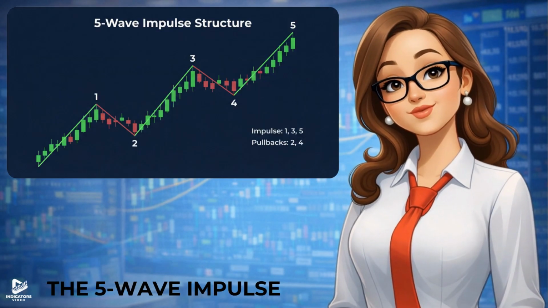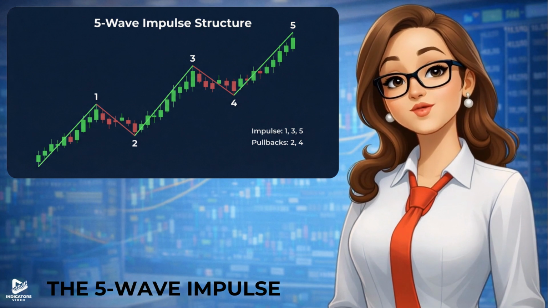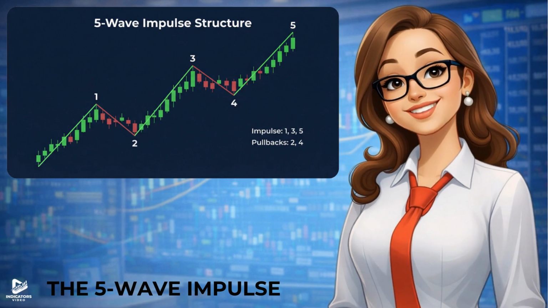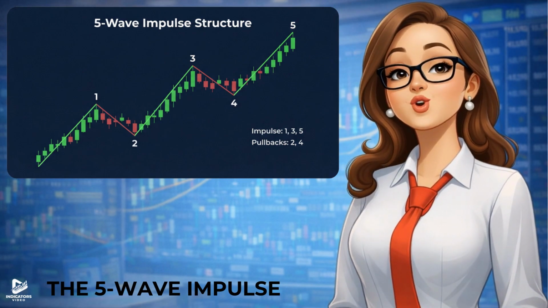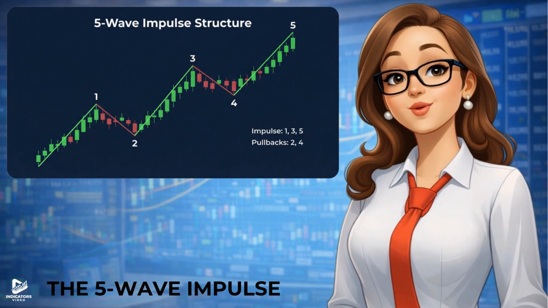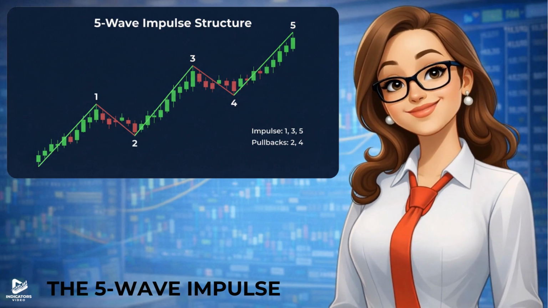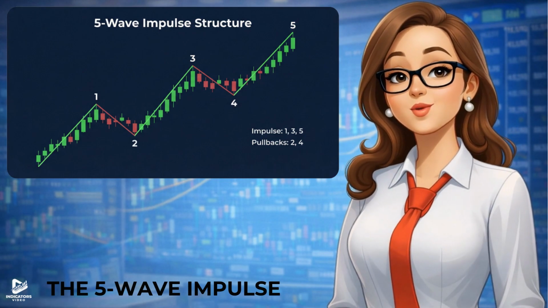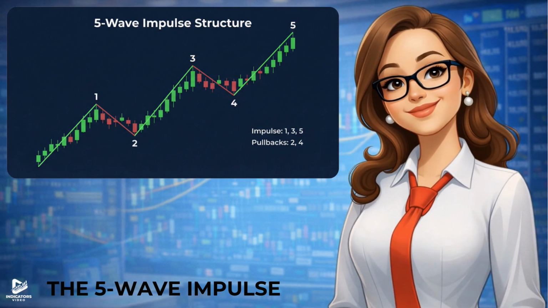In a trending move, price typically unfolds in 5 waves. Waves 1, 3, and 5 move in the direction of the trend. Waves 2 and 4 are pullbacks. Wave 3 is often the strongest. This creates a stair-step pattern. Impulse, pullback, impulse, pullback, impulse.